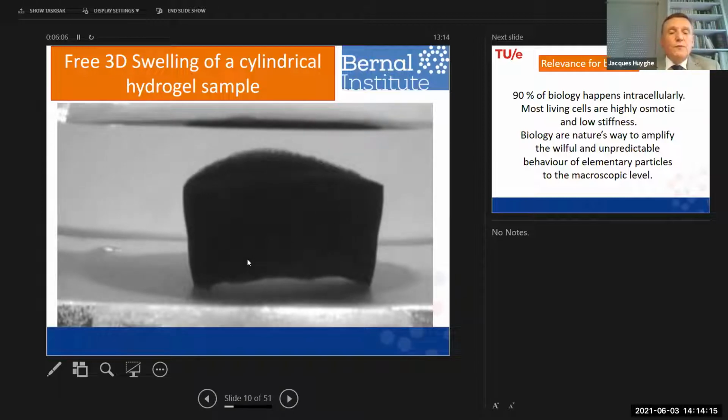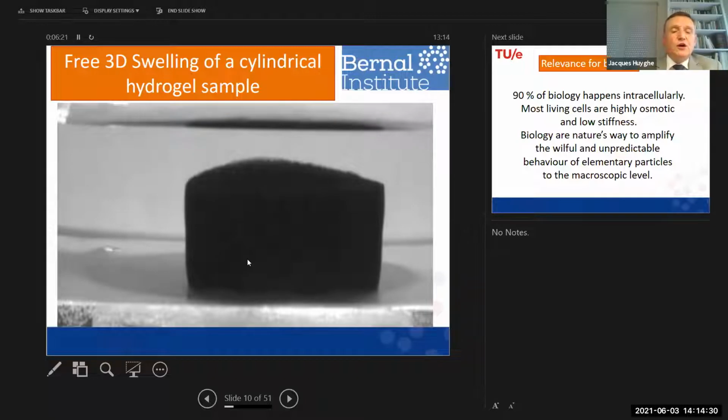regular in shape. And it recovers this cylindrical shape completely, showing that the material is strictly homogeneous. So the amount of swelling everywhere is typically the same. Only the symmetry breaking occurs because of the surface instability.